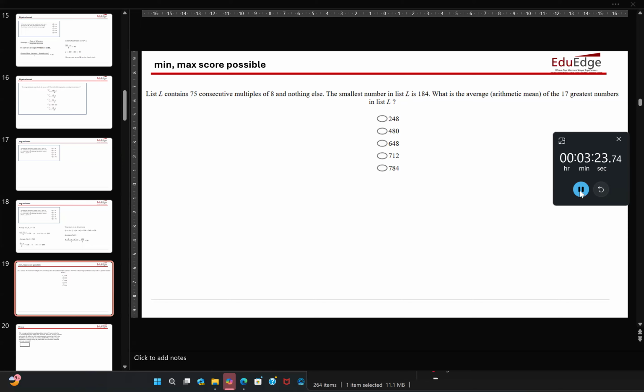63. The 63rd term is equal to. Okay. Oh no.